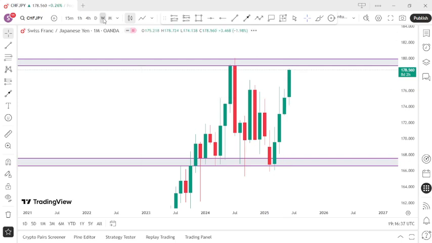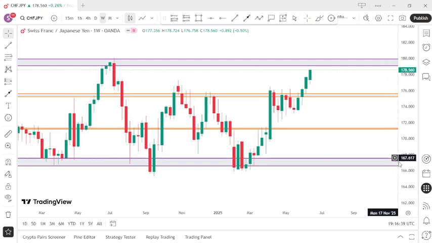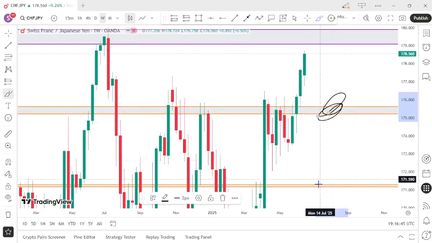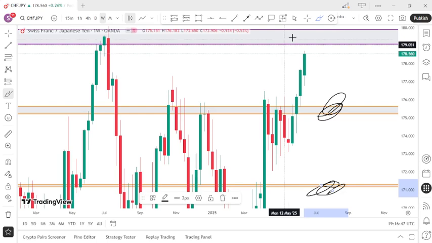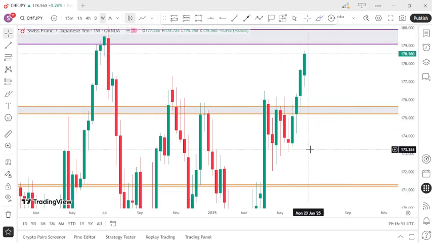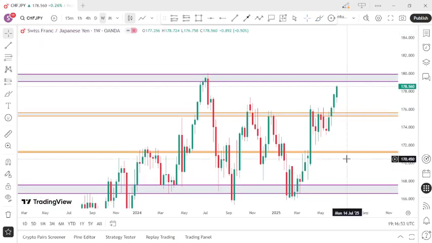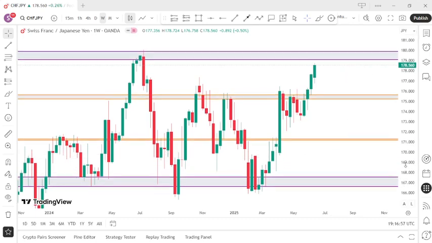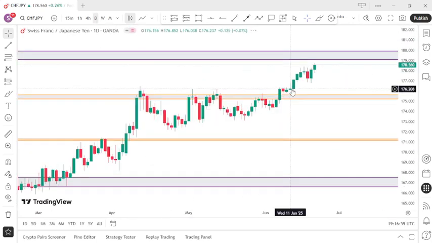So let's go to the weekly. Here we are on the weekly time frame on CHFJPY. I have my weekly midway zone here, my weekly lower zone here. On the weekly time frame, we are still looking at a bullish market. And yeah, there's really not much to say about the weekly time frame. So let's go to the daily time frame.